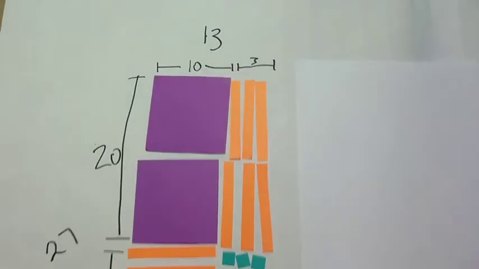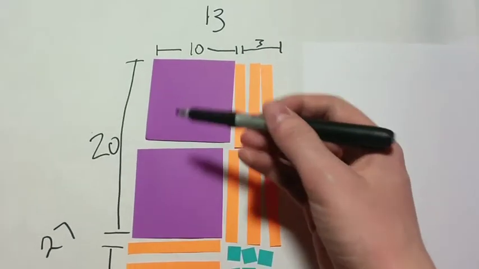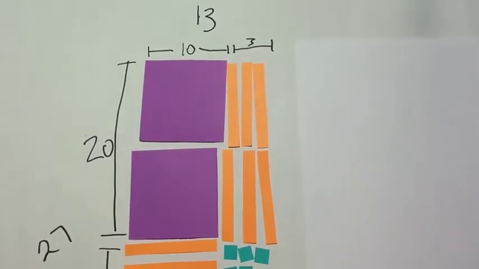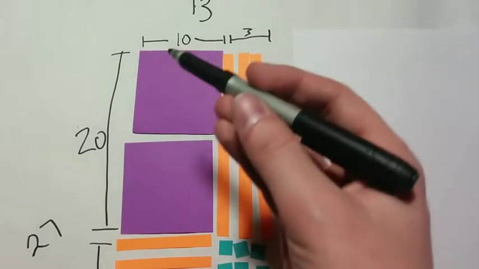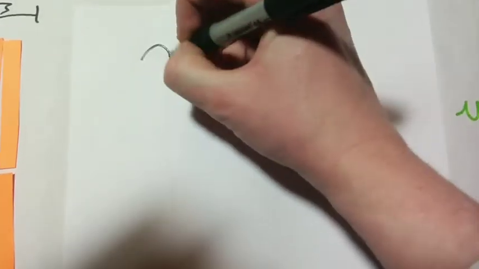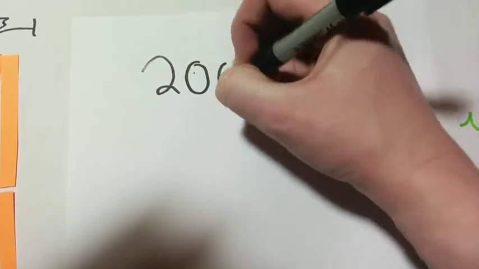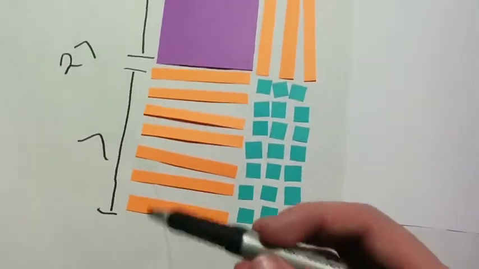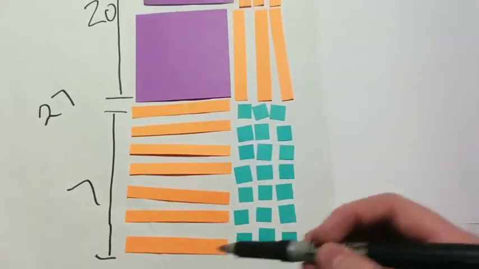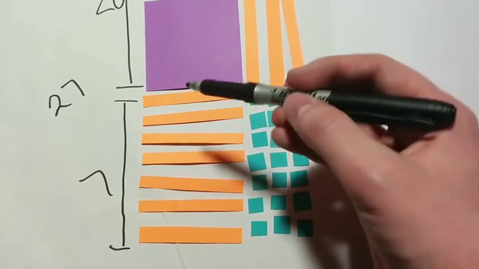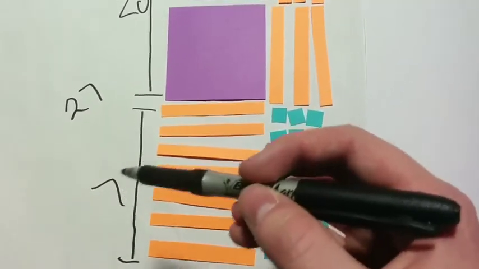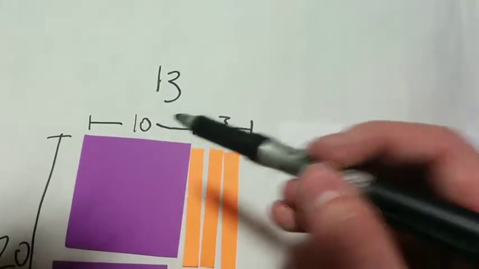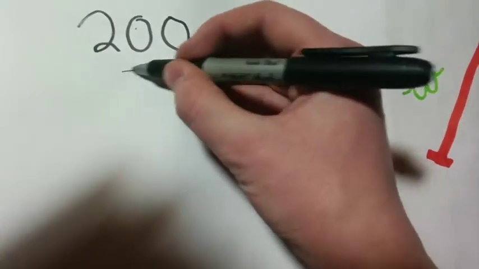The first area that I'm going to look at is this one right here with the two flats. This can also be known as 20 times 10, but I can know this as two flats, which is 200. My next area is this rectangle right here. I know this has 7 rods, but this can also be thought of as 7 times 10. This is 70.